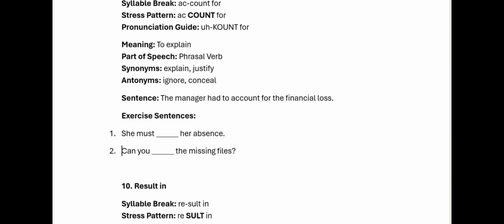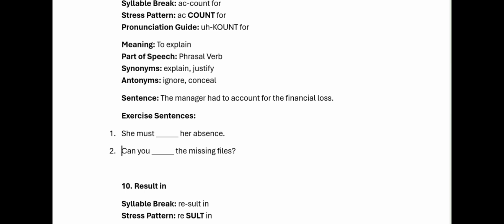Antonyms are something to ignore or conceal. Conceal, C-E-A-L, not S-C-A-L. What is conceal again? Conceal is to hide, keep it as a secret. The sentence: The manager had to account for the financial loss. The manager had to justify the financial loss.